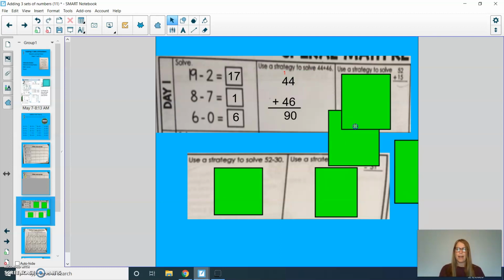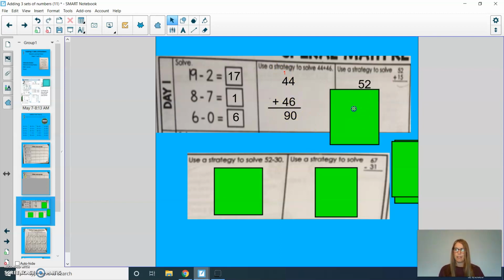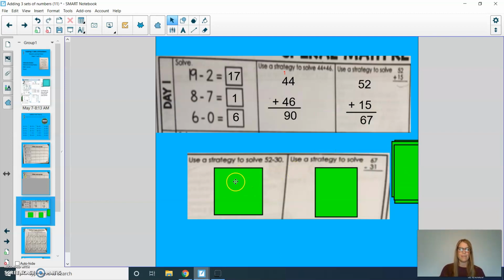Then we had the problem 44 plus 46. I know that 4 plus 6 is 10. Notice how I carried my 1, I put my 0 below. 4 plus 4 is 8, plus 1 more is 9 to give me 90 for my answer. For this next problem, we had 52 plus 15. I know 2 plus 5 is 7, and 5 plus 1 is 6, giving me the answer 67.